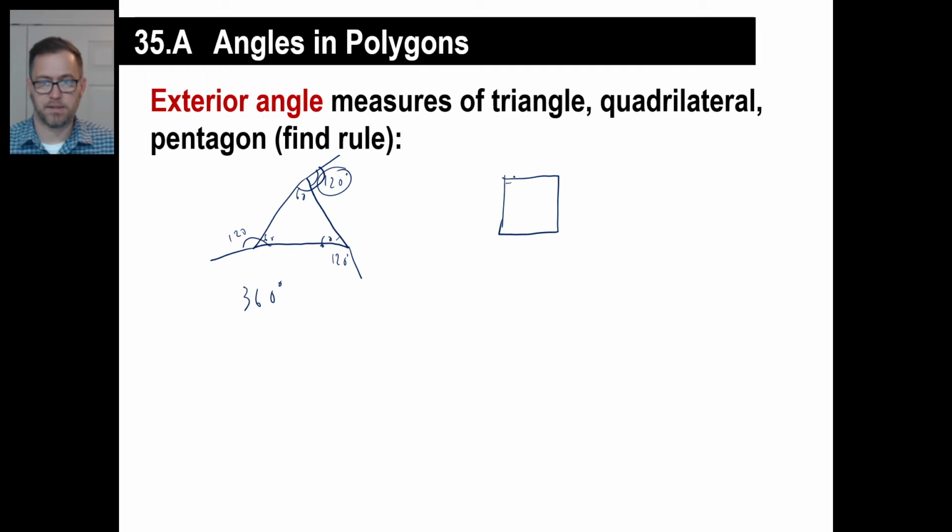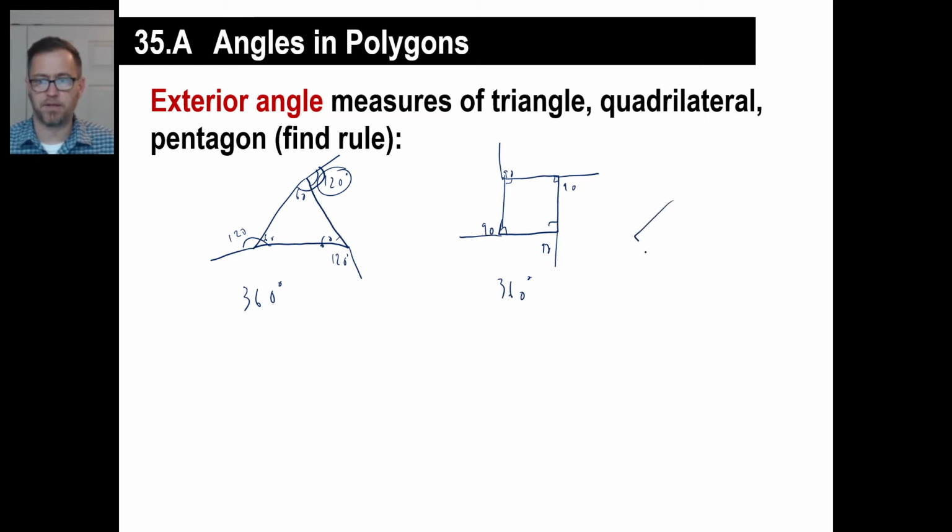The exterior angle sum is 360. All right, we'll take a square again. Of course, that's 90, 90, 90, and 90. We can do the same thing, right? Well, this is 90, then this is going to be 90 degrees, and then another 90 degrees, and another 90 degrees, and another 90 degrees. And 90 times 4 is 360 degrees.